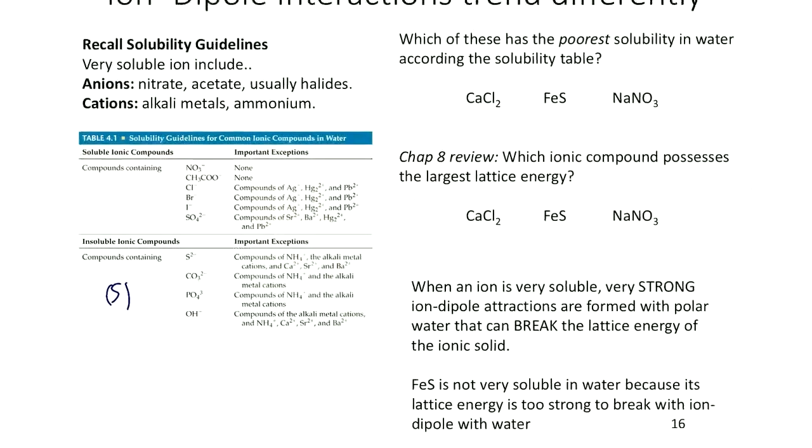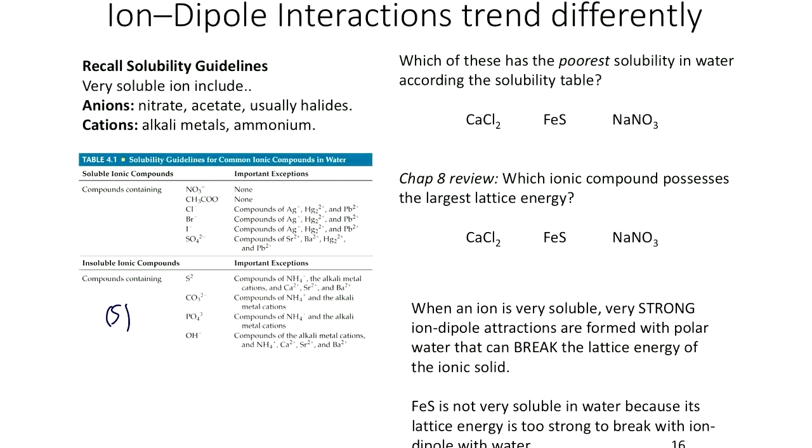So let's think about it. All right, so let's look at these different compounds: calcium chloride, iron 2 sulfide, and sodium nitrate. Which one in this little set has the poorest solubility in water? Meaning, which one's not soluble in water? So just look at the list. Which one, if you put it in water, will be a solid? It'll stay a solid.